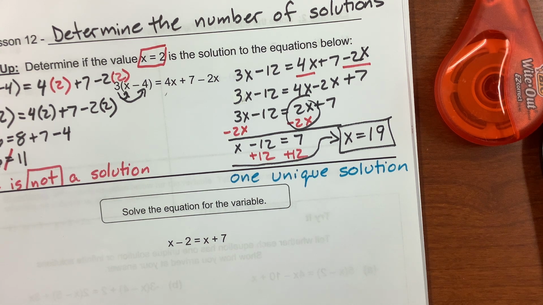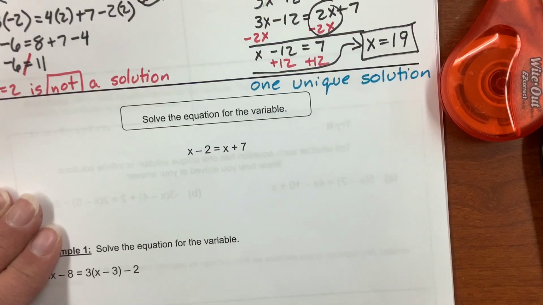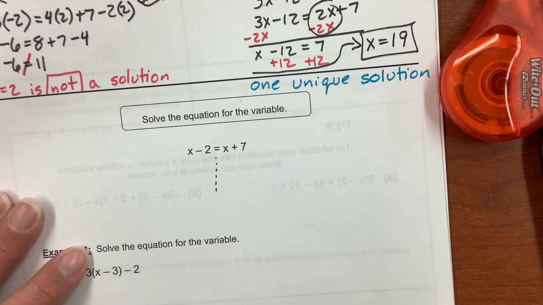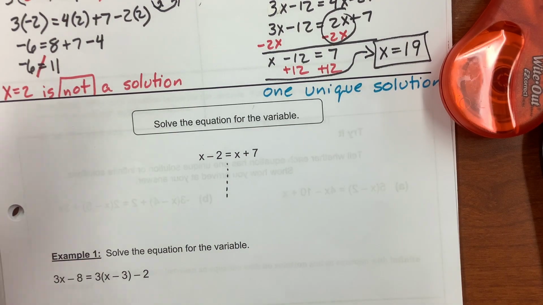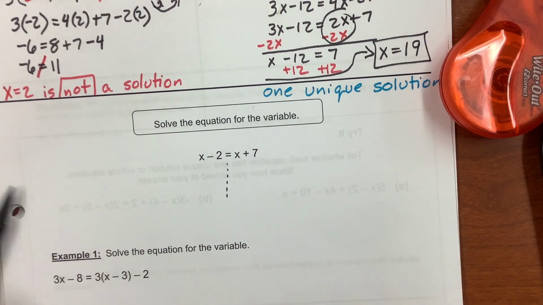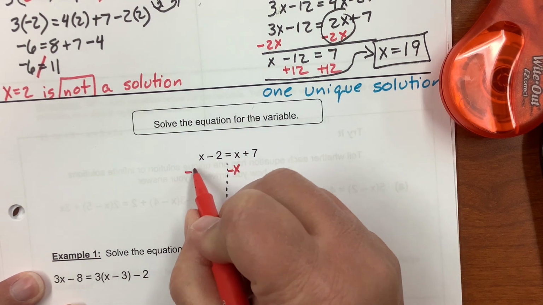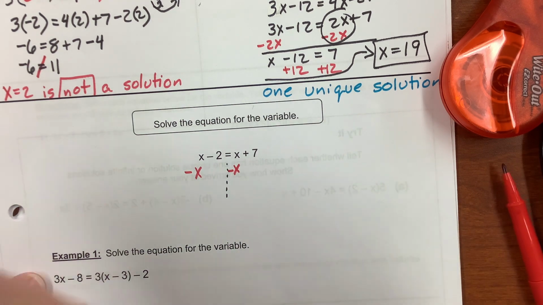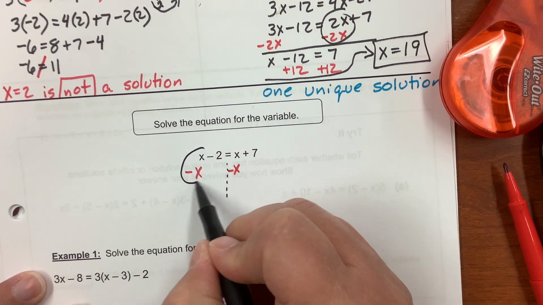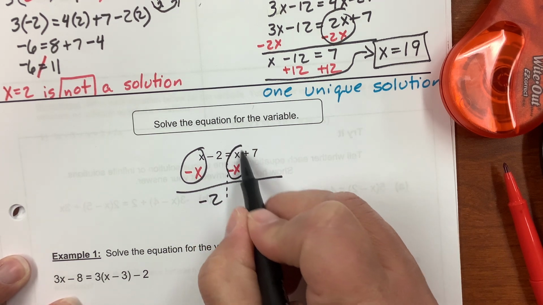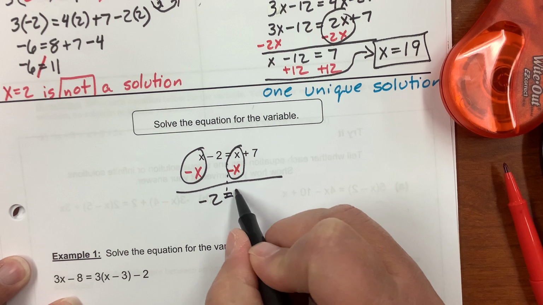Let's try the next one. Solve the equation for the variable. Okay, I know how to do that. Let's try this one. To get over the equal sign, you have to do the opposite. And what's the opposite of x? Minus x. So I'm going to subtract x from both sides. Well, let's see. X minus x is 0. Bring down negative 2. X minus x is 0. Bring down 7.